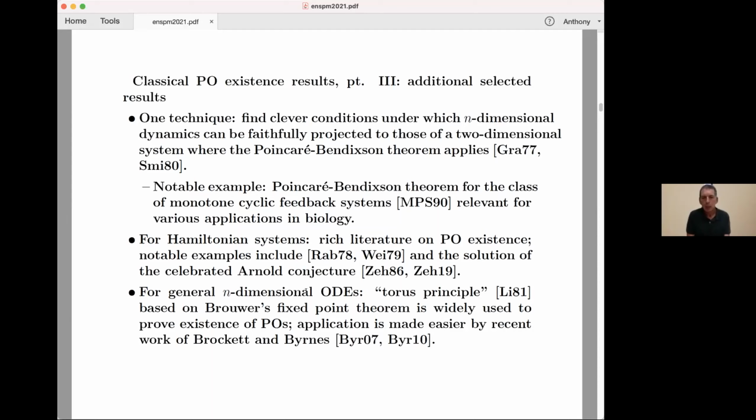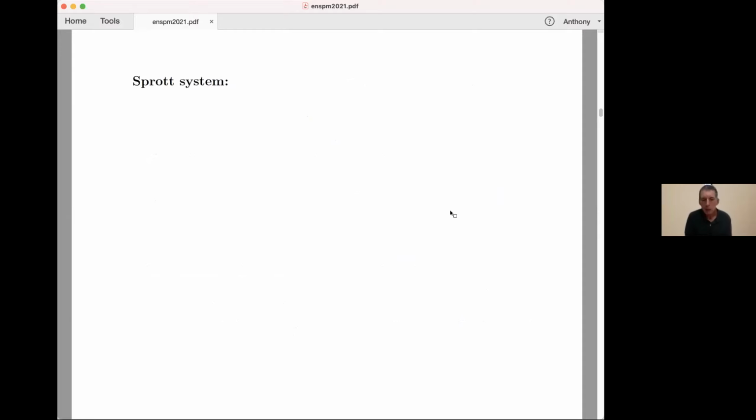And there's also the so-called torus principle, which is based on Brouwer's fixed point theorem, and that is more closely related to what we're doing here. And we do use this work of Brockett and Burns, which Chris Burns wrote shortly before he passed away, sadly, a few years ago. That's actually relevant to what we're looking at. So I'll try and say a little bit about the general theory, depending on time, but I'll mainly talk about how we can illustrate the general theory for the Sprott system.